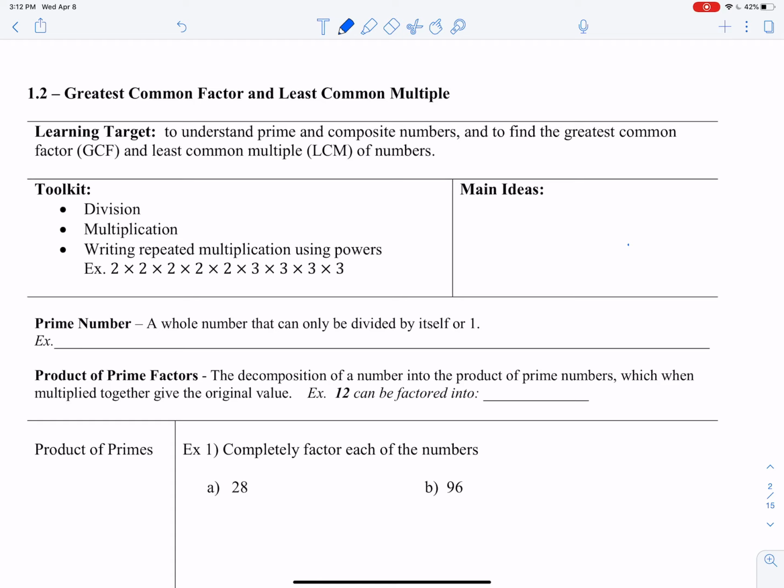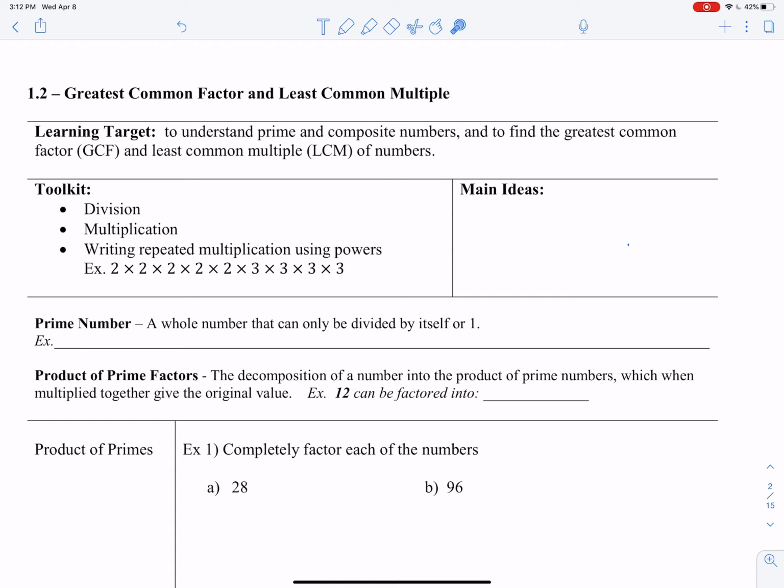Our learning target for this section is to understand the difference between prime numbers and composite numbers, and to find the greatest common factor and the least common multiple of sets of numbers. Your toolkit for this section is basic division and multiplication, and also writing repeating multiplication using powers. So just a refresher on that.